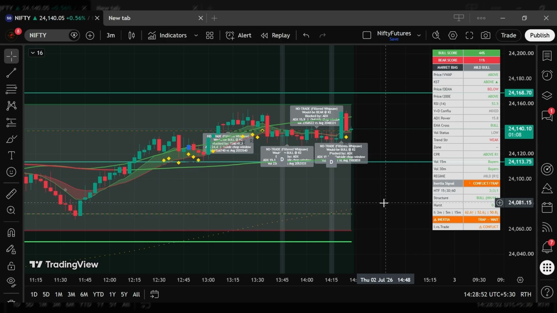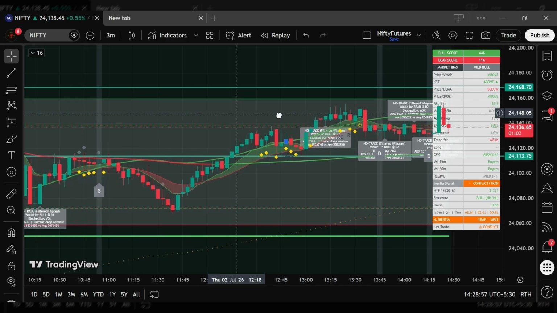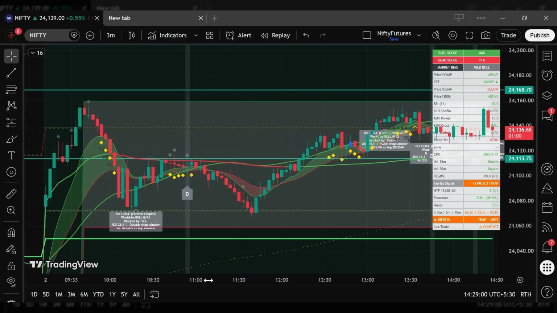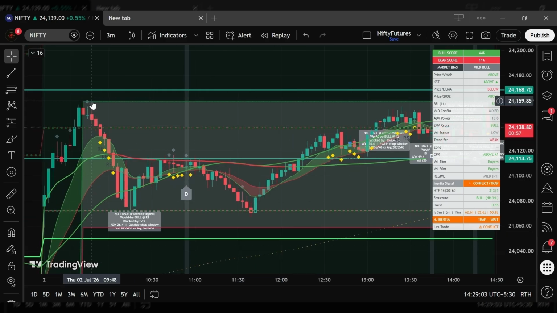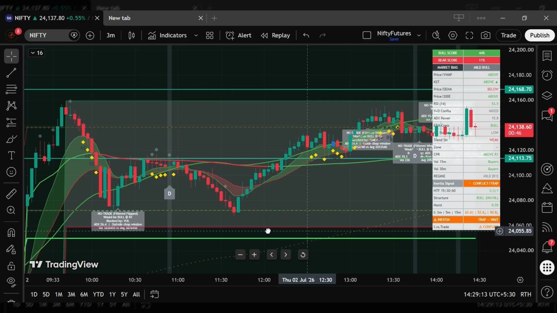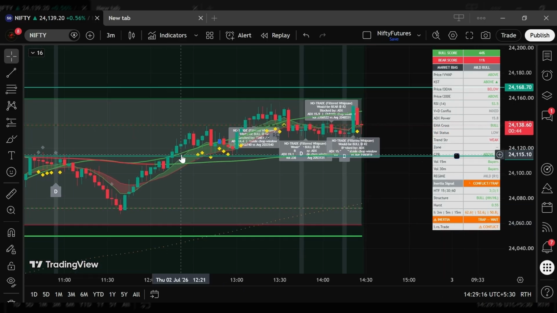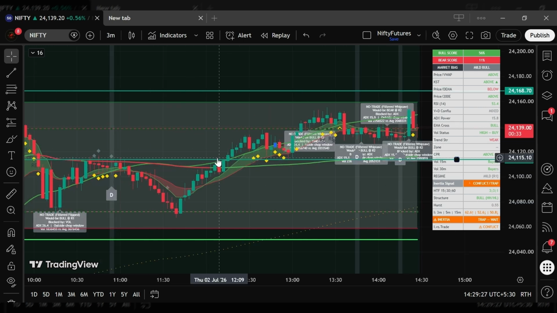Okay, so the afternoon session has been going sideways. This is the opening range for the day, where 24,159.85 has been the high, and the low has been 24,059.30. So this is the opening range high, and I had the full quantity based on the score at this level. It has given a clear breakout from this consolidation level and I have taken a trade.